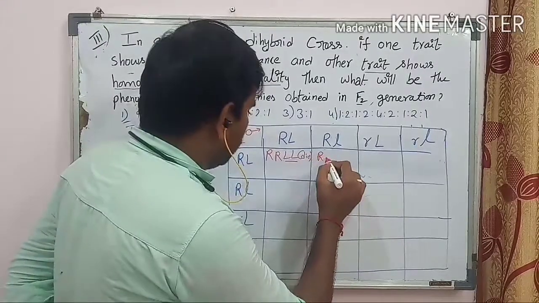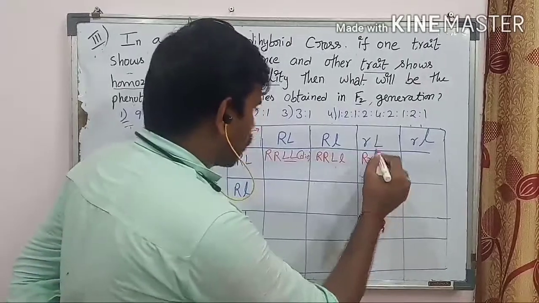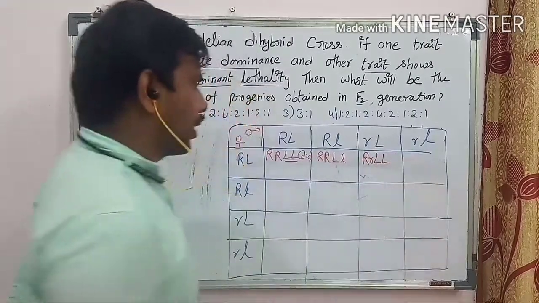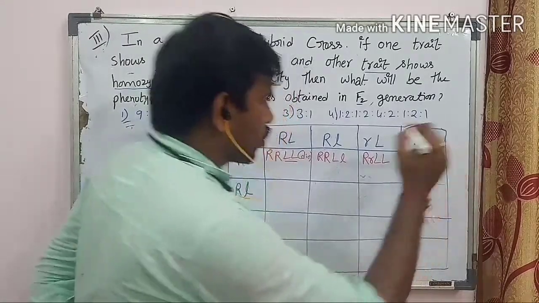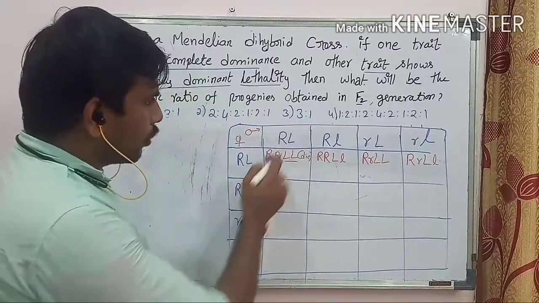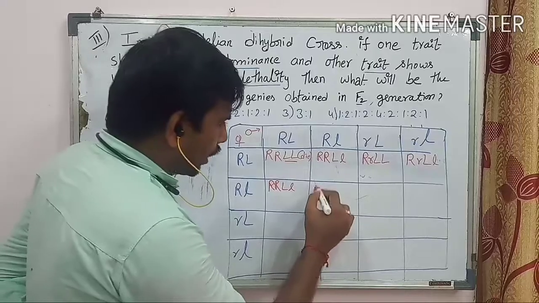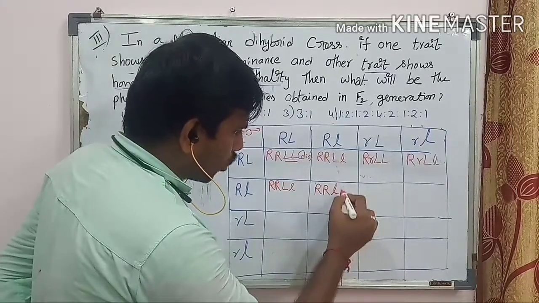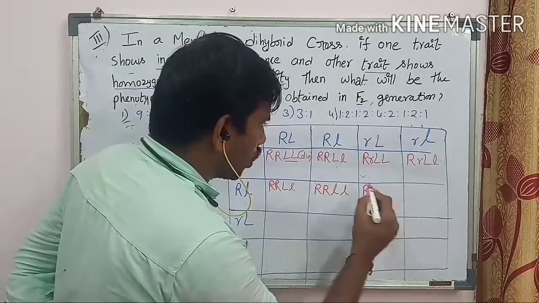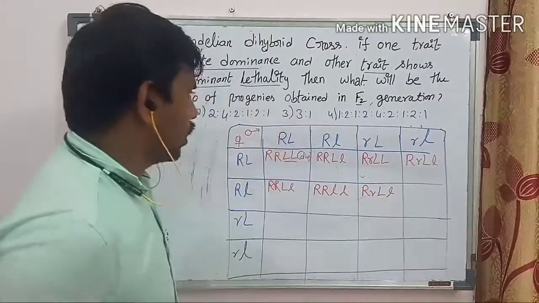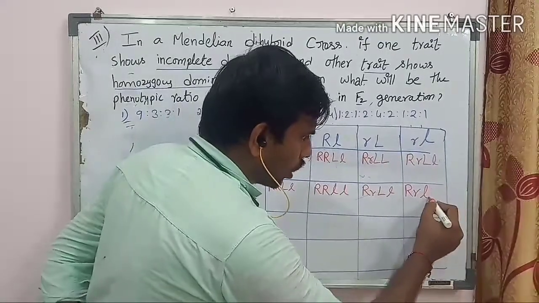And capital R, capital R, capital L, small l, and capital R, small r, capital L, capital L, and capital R, small r, capital L, small l. See, when this gamete fuses with all four, we get capital R, capital L, small l, and capital R, capital R, small l, small l. And when capital R, small r, capital L, small l fuses with this, we get capital R, small r, small l, small l.